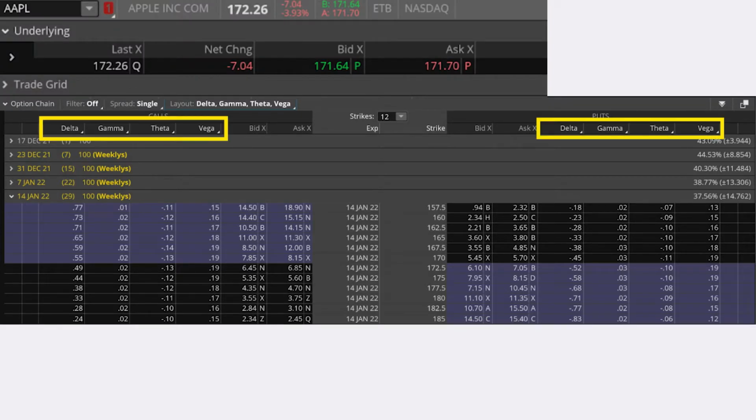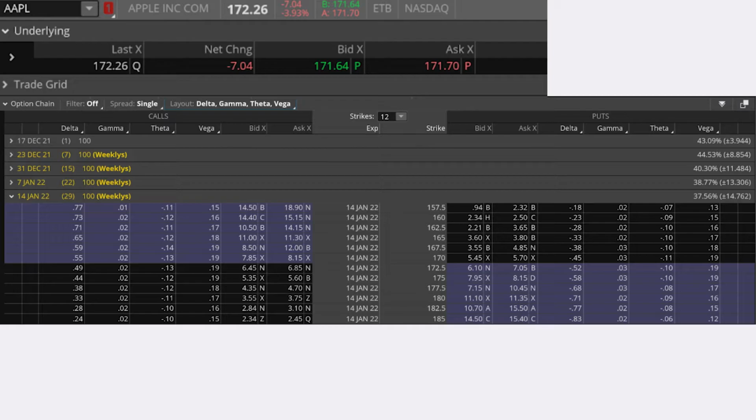We see our delta, gamma, theta, and vega. And remember, this is for Thinkorswim. Another platform may have different display setups. So same Apple call, 175 strike expiring January 14th, you have delta of 44 cents. That means, with a $1 move from the current price, the option premium will go up or down 44 cents.